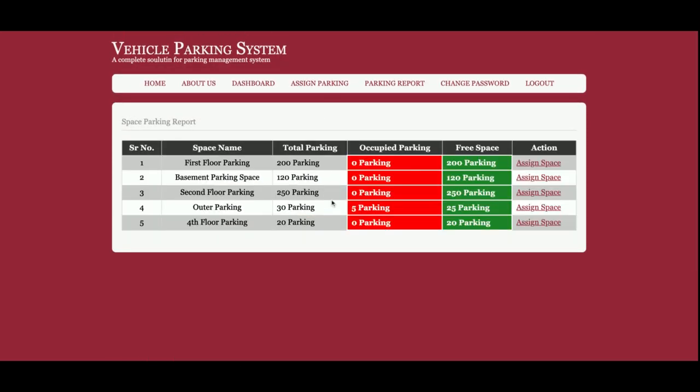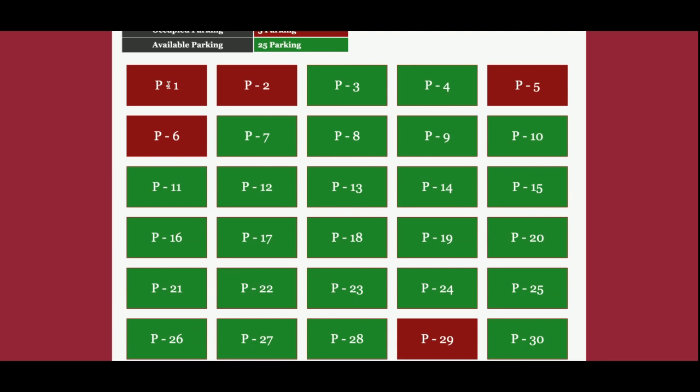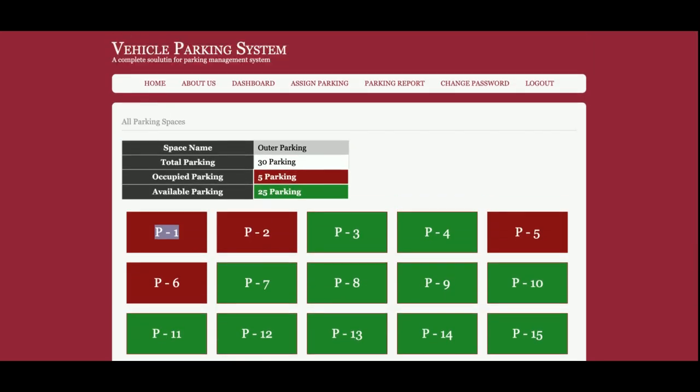Okay, so let me show you another parking space. Suppose this one, right? 25. Okay, you can see there are a lot of parking available here, right? P1, P2, P5, right? If I want to release any parking, then you need to search the car first, right? And after that you will be able to release the parking of that car.